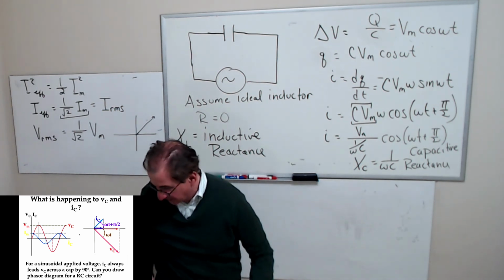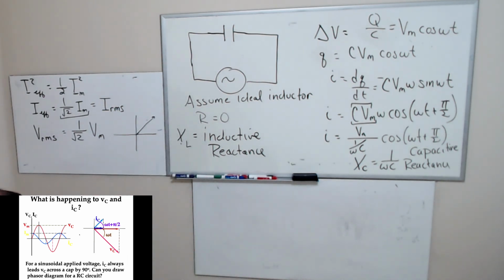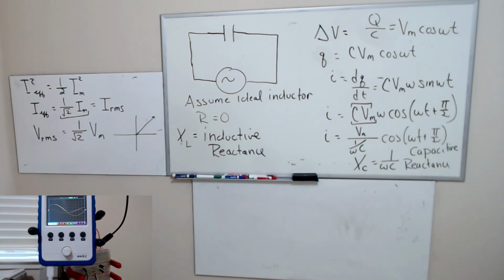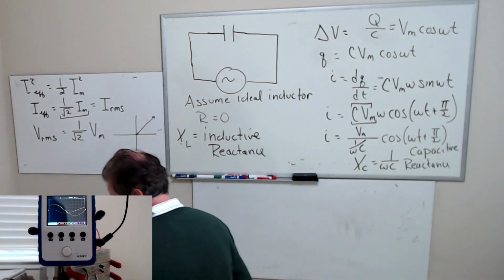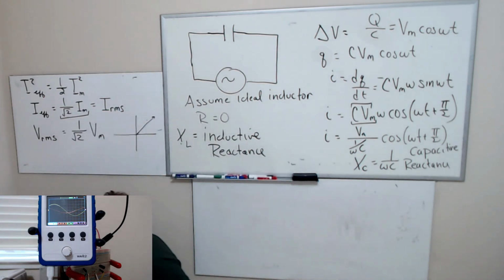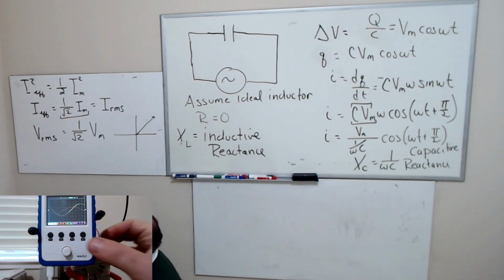Just give me a second here. Okay, so I'm going to switch to my camera. I have a resistor in the circuit, I'm cheating. Let me change.